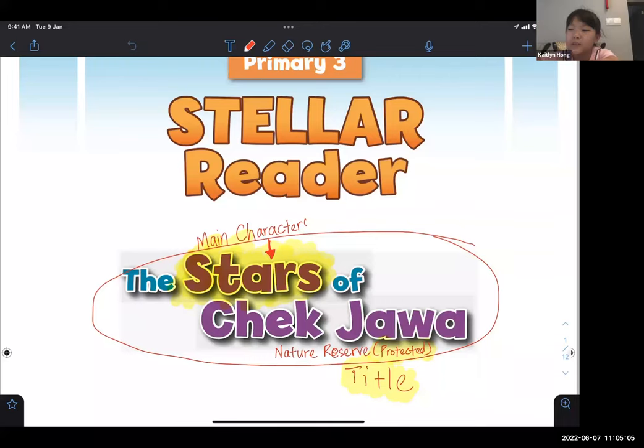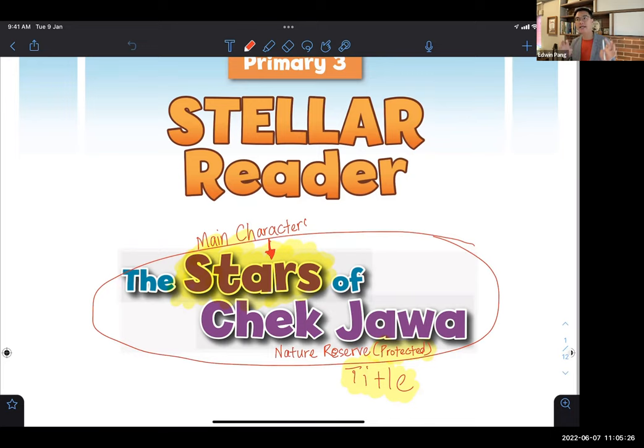Echinoderm is a type of sea star. Very good. Thank you very much. So an echinoderm is a sea star, isn't it? Right. It's a special kind of animal that lives in Chek Jawa. It's called an echinoderm. Another name for it is a sea star. Very good. So Caitlin can remember roughly what we have learned in the previous lesson when we went through this.